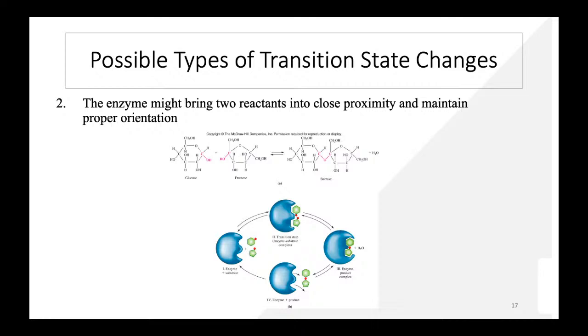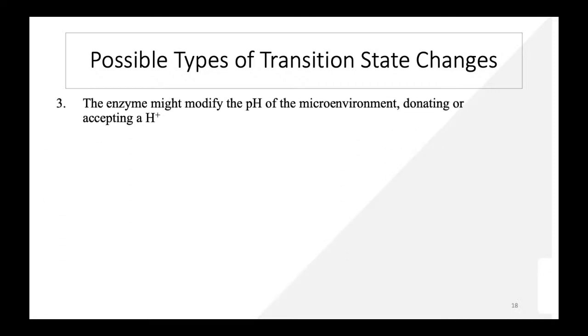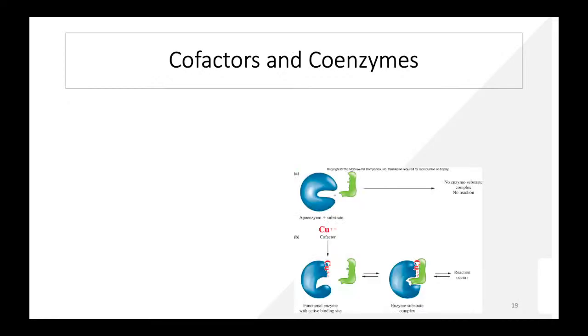Then the possible types of transition state changes. The enzyme might bring two reactants into close proximity and maintain proper orientation. And third, the enzyme might modify the pH of the microenvironment by donating or accepting hydrogen ions.